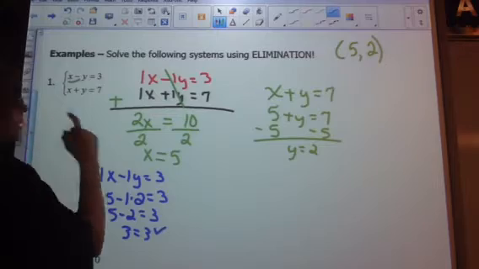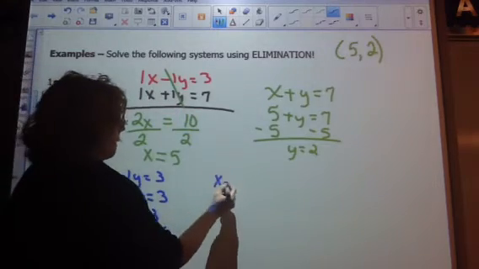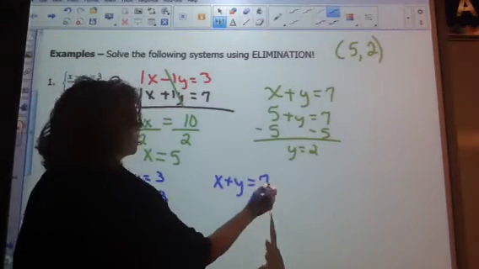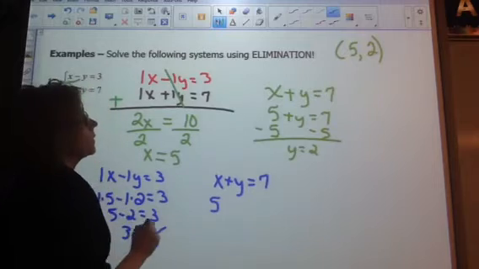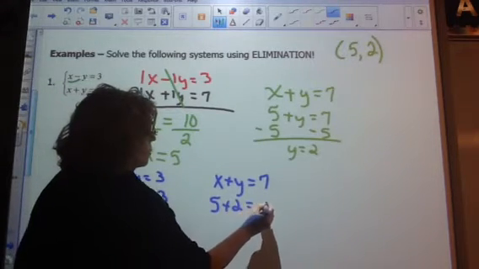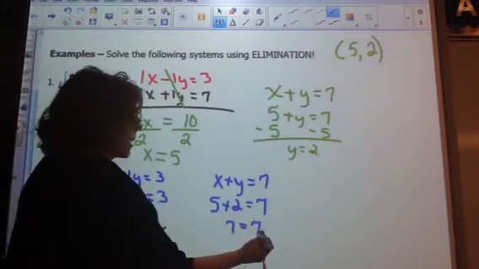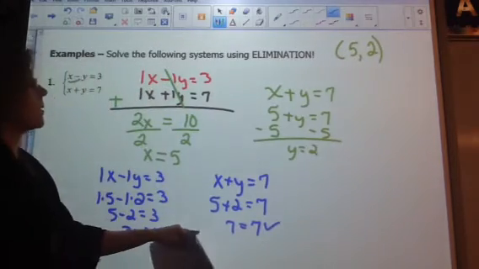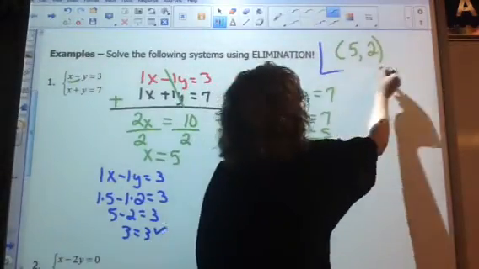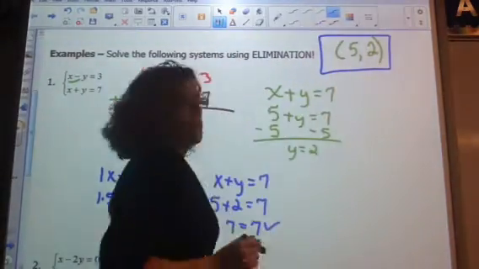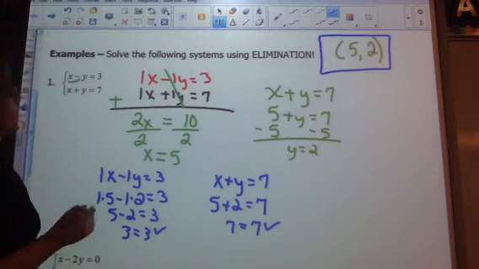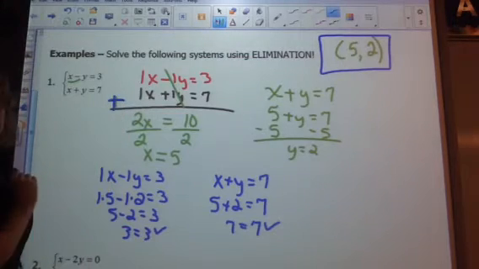Okay, we've got to check the second equation. I have x plus y. So x is 5, y is 2. And when I simplify the left side, because the right side is already simplified, I get a true statement. So I know that this is my solution to those systems. And I did this by adding.